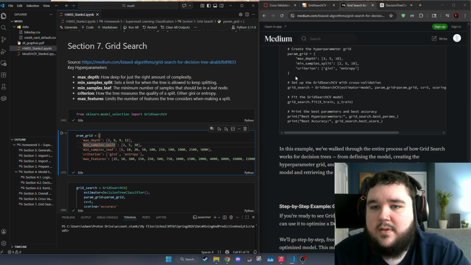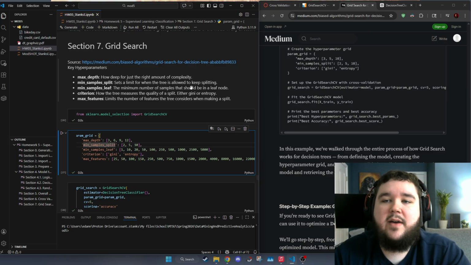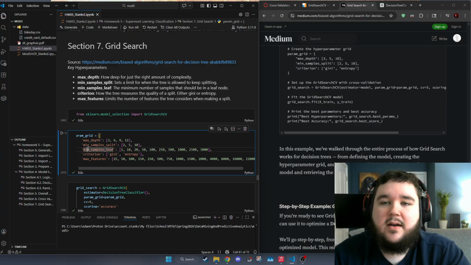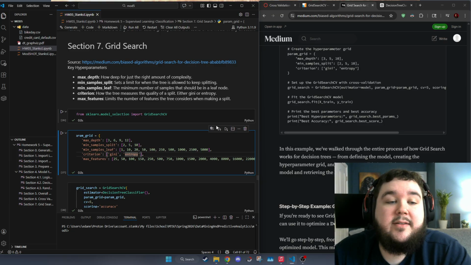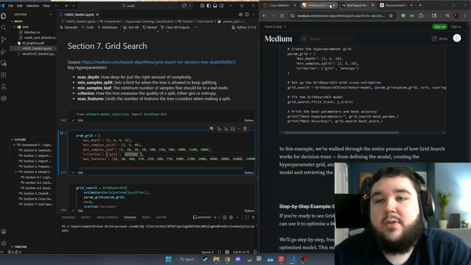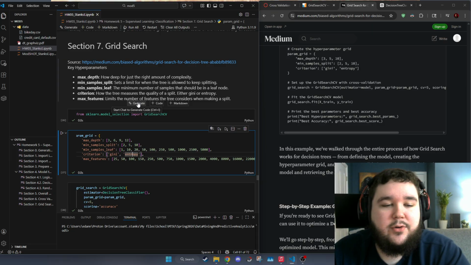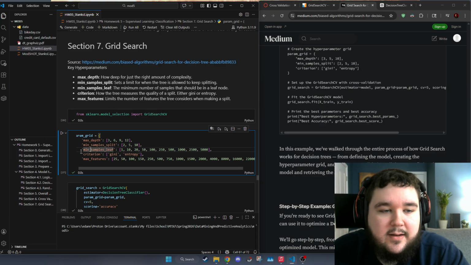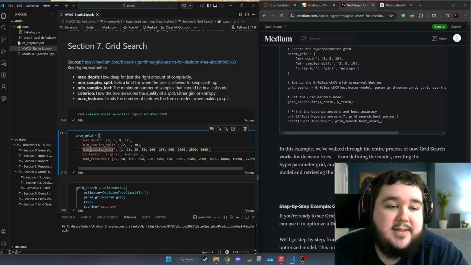So the min sample split, he did 2, 5, 10. I left that the same. And then the criterion, I left the same because he only covered those 2 criterions. I didn't know there were any more. I didn't really go back to the documentation after opening his article. The min sample leaf, I just guessed. That's the minimum number of samples that should be in each leaf node.